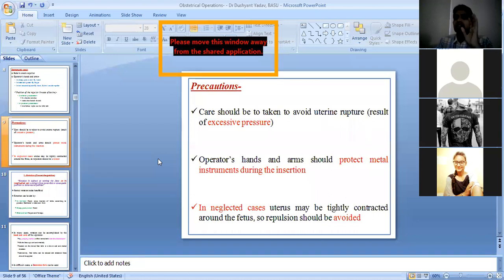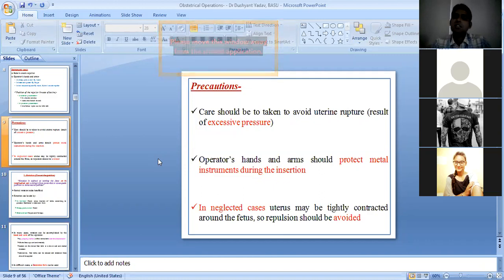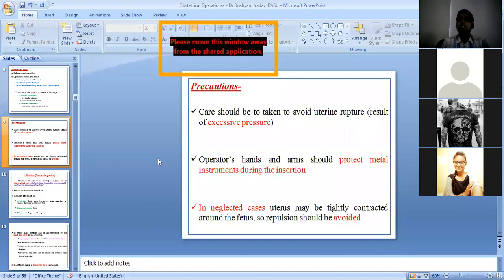And if there is any neglected case, if the owner has said, sir, I had tried 3 to 4 days before, but I had never accomplished the dystocia cases. If 1 day or 24 hours has gone since parturition, and many people have tried early, then repulsion should be avoided, because there is contraction of the uterine muscles over the fetus. So repulsion is very dangerous in those cases.